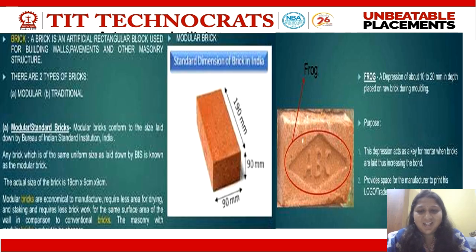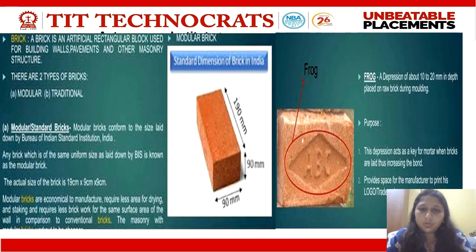As you can see in the diagram of bricks, and many times you have already seen, I suppose, a brick is nothing but an artificially built rectangular block material used for building construction or used in pavements or other types of construction works. Basically, there are two types of bricks, modular brick and traditional bricks. We'll be discussing modular bricks, which are widely used everywhere for construction.